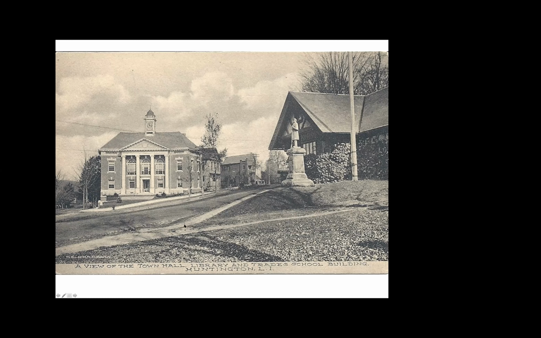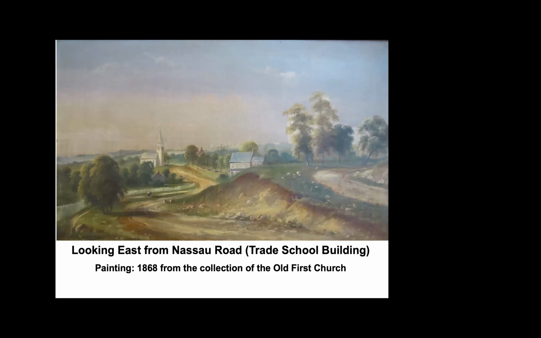And they chose at the top of that hill to put the old burying ground, which served Huntington from the 17th into the 19th century. And then as you passed the trade school building, you'd go down into a second valley. This is a painting that was done in 1868 that's in the collection of Old First Church, and shows the valley, shows the road that goes down that hill. That's Nassau Road going off to your right.